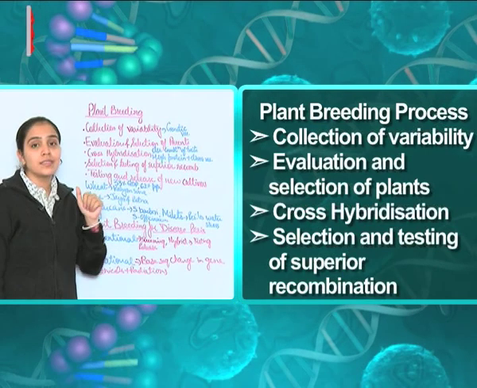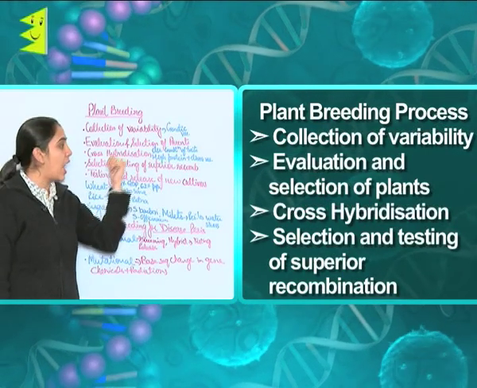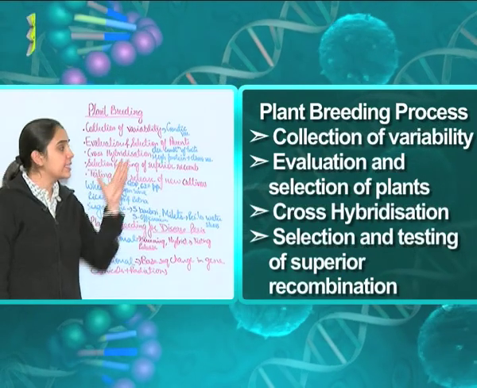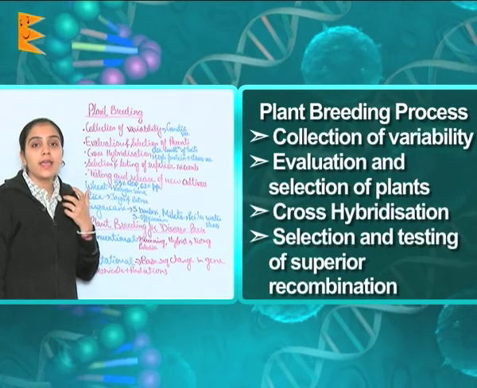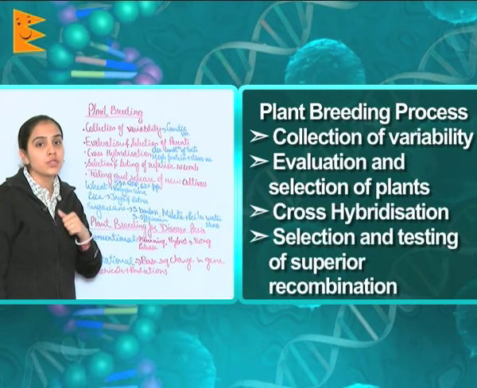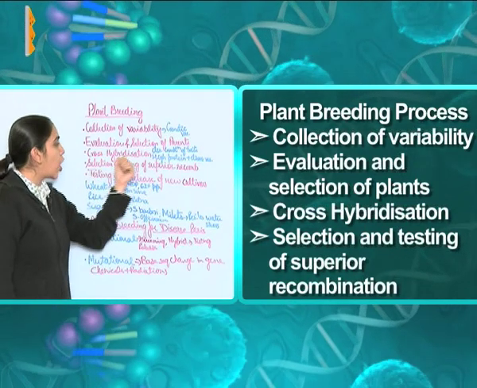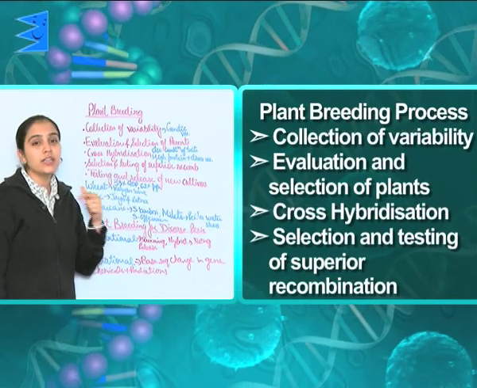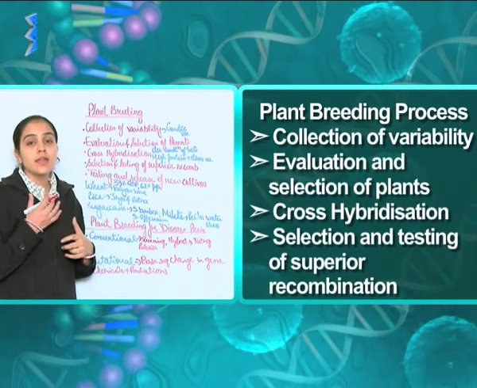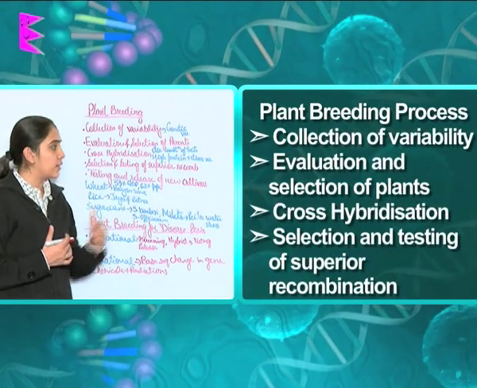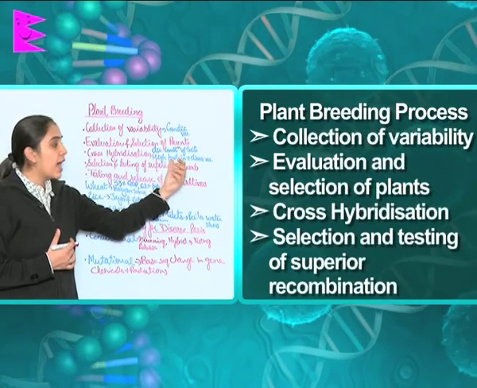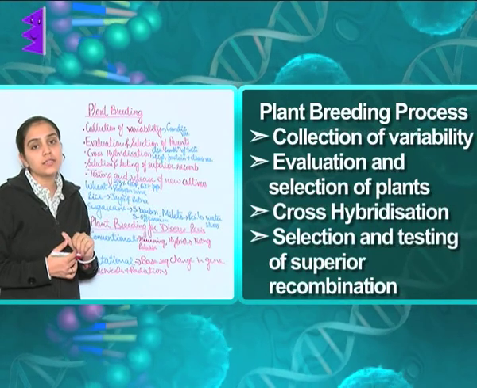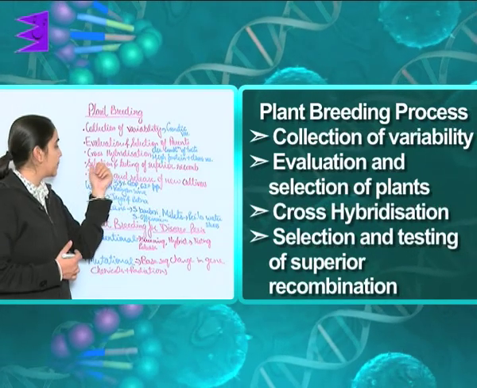Parents with the desired combination of traits are evaluated and selected, and once they have been selected, they are multiplied and then used for hybridization. Cross hybridization is crossing two parents with a desired set of characters, that is, a high protein variety of a plant with a disease resistant variety of a plant.